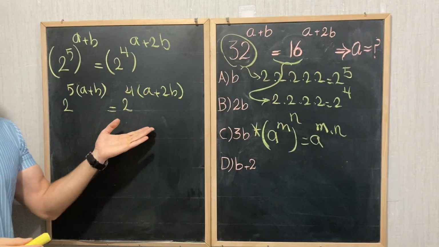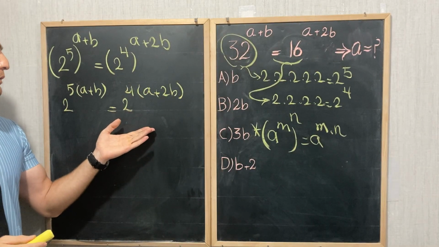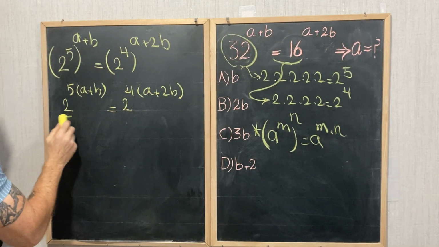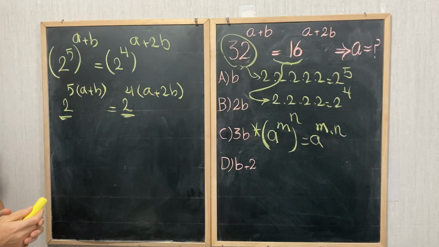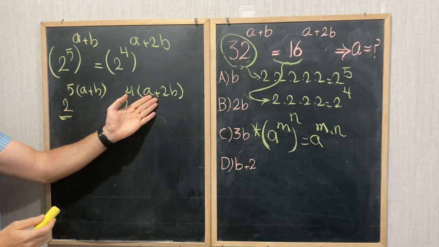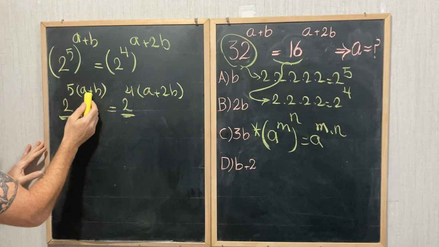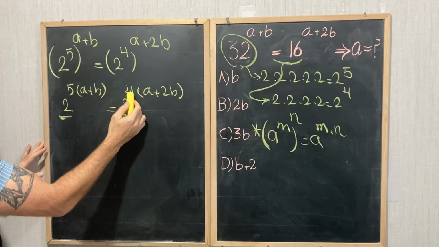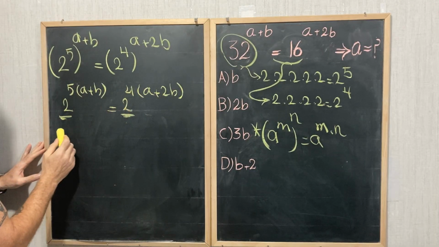Okay, until here we did it well. Good job. But what is the next step? Look, the bases are the same, so the exponents must be the same. 5 times a plus b equals 4 times a plus 2b.